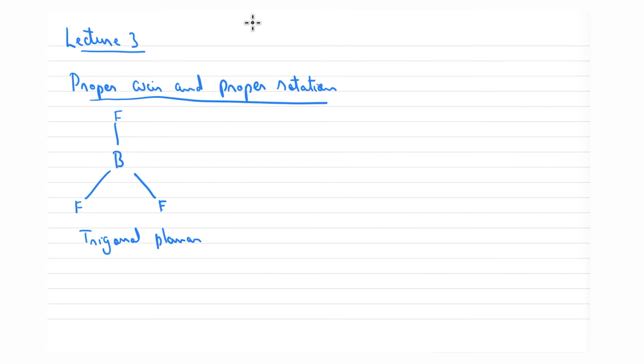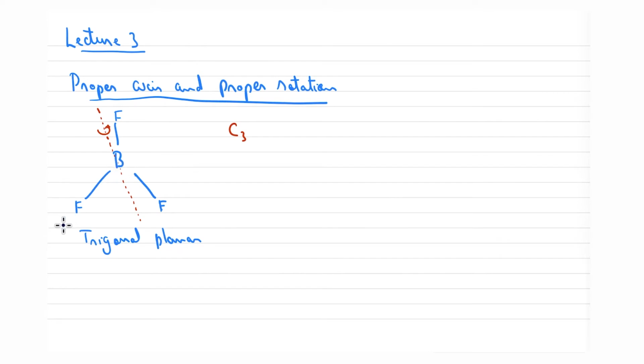So let us first try to identify the first symmetry element or the proper axis. So this will be perpendicular to the plane of the board passing through B. So this is called as C3 proper axis, right? And then we will see what all operations it will give.